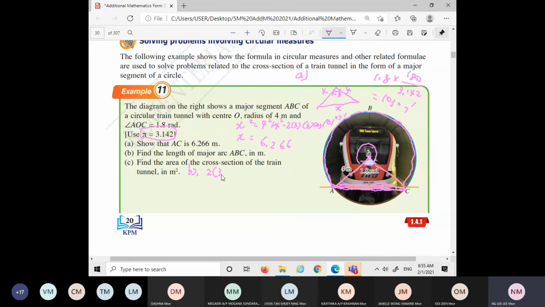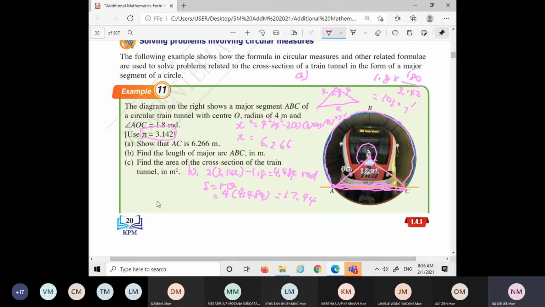So now part B, 2 pi. The pi is 3.142, minus 1.8. So your answer will be in radian. So this one you are getting 4.484. Then you want to find the arc length. The arc length formula is s equals r theta. So the r is 4 here, theta is 4.484. Then the answer is 17.94. Not that difficult.